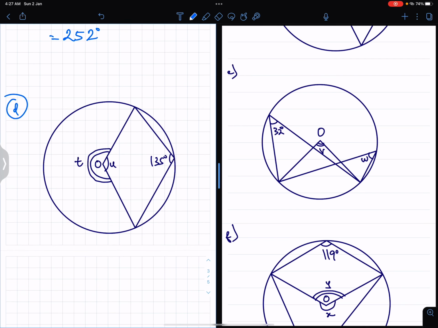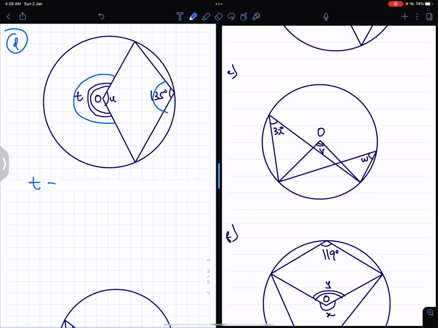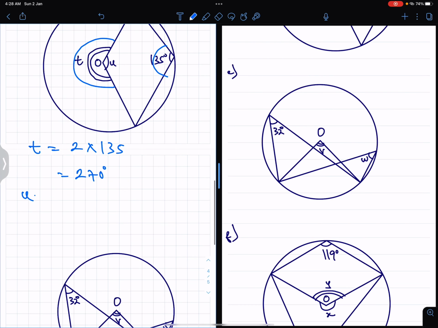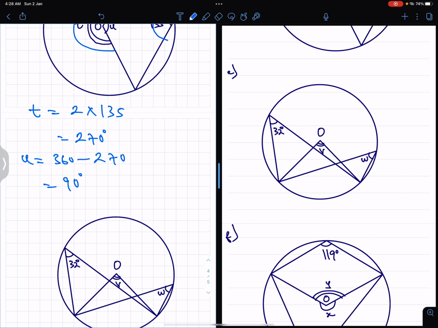Now to D, we want to find angles T and U. First of all, angle T is twice angle 135 degrees. T equals 2 times 135 degrees, and that's 270 degrees. Angle at center equals twice angle at circumference. Now U plus T is 360 degrees. The whole of this is 360 degrees. That's sum of angles at a point, and that simply means U will be 360 minus T, which is 360 minus 270, and that's equal to 90 degrees.